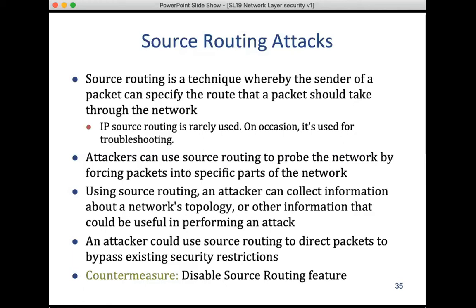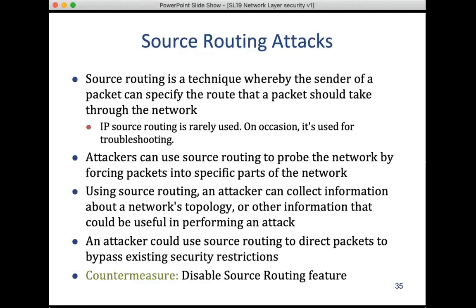However, there is a method by which a packet can be forced over a path. This method is essentially used to collect statistics or do some kind of diagnostics. These are very rarely used and primarily for troubleshooting. However, an attacker can use source routing to probe the network by forcing a packet to a specific part of the network.